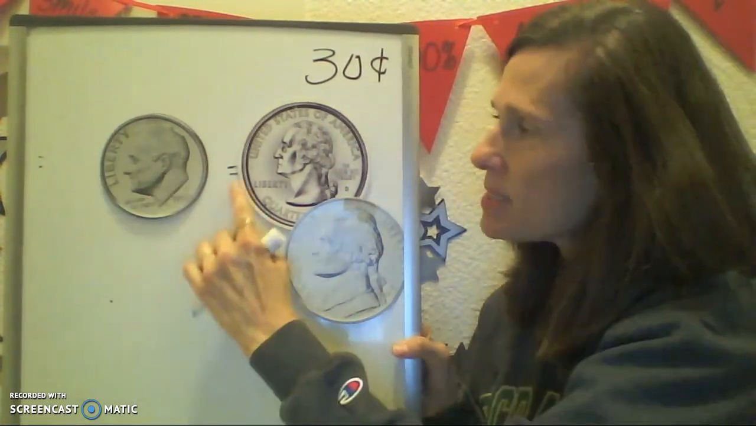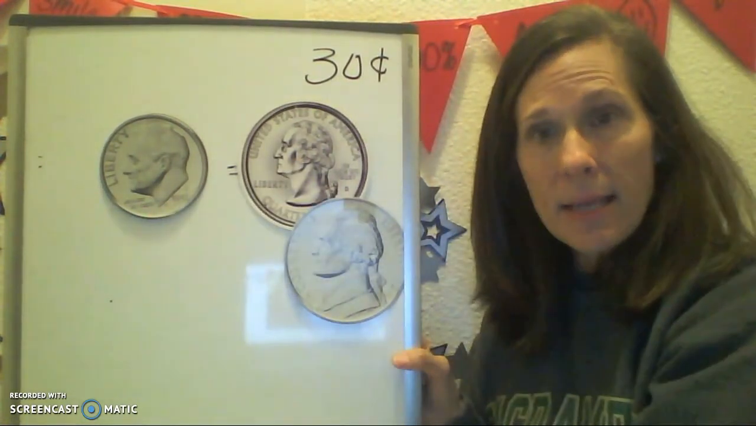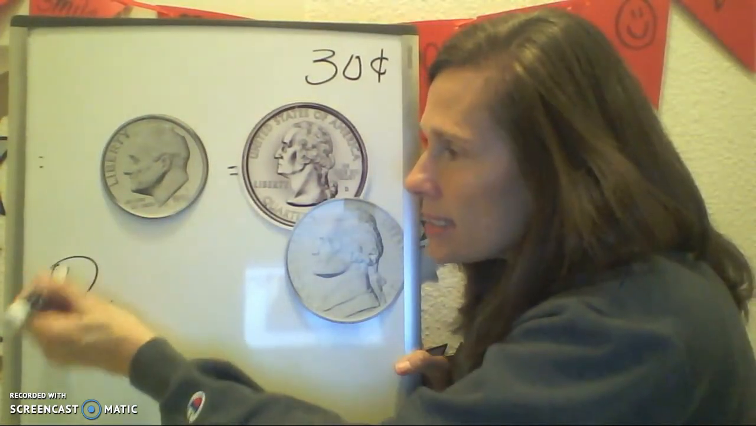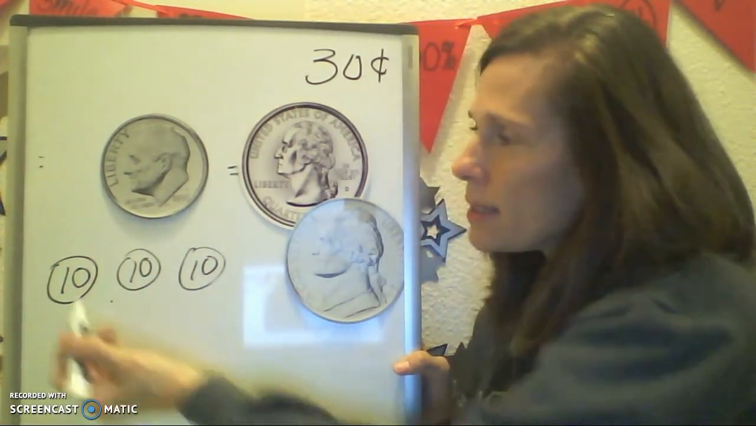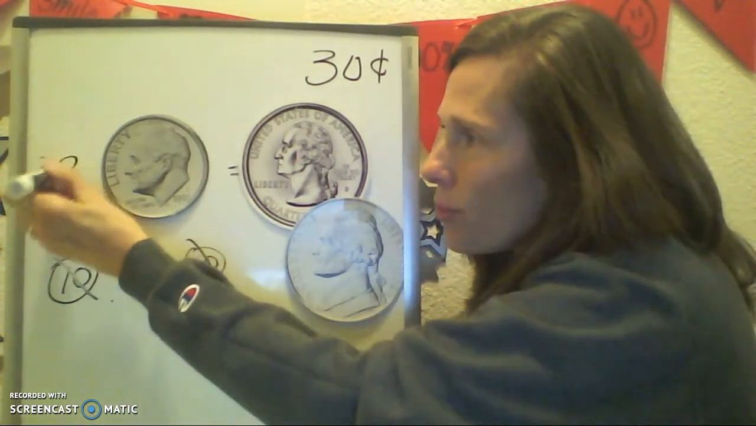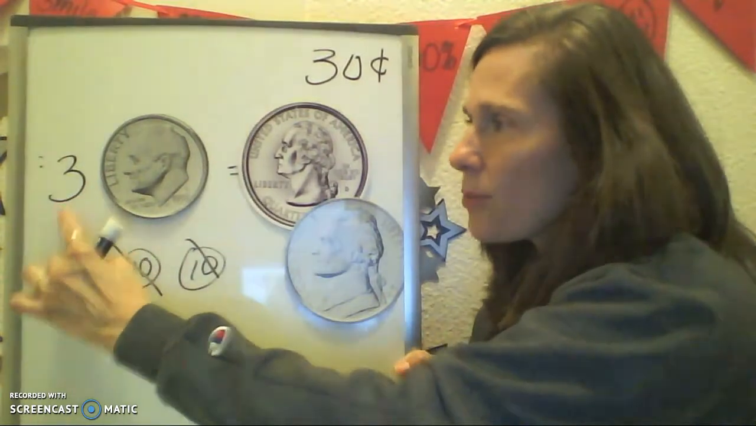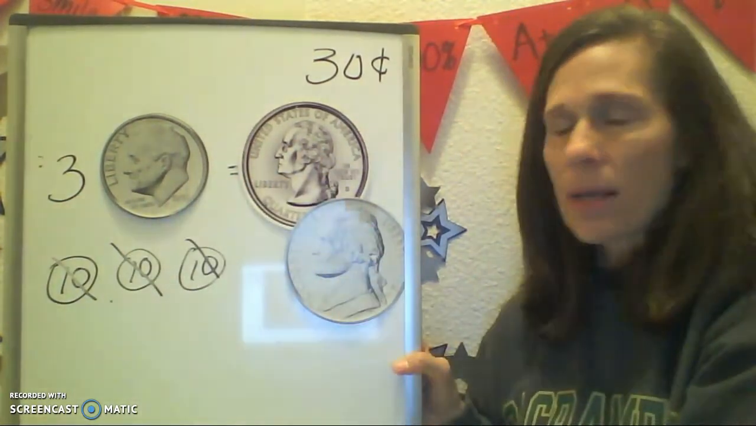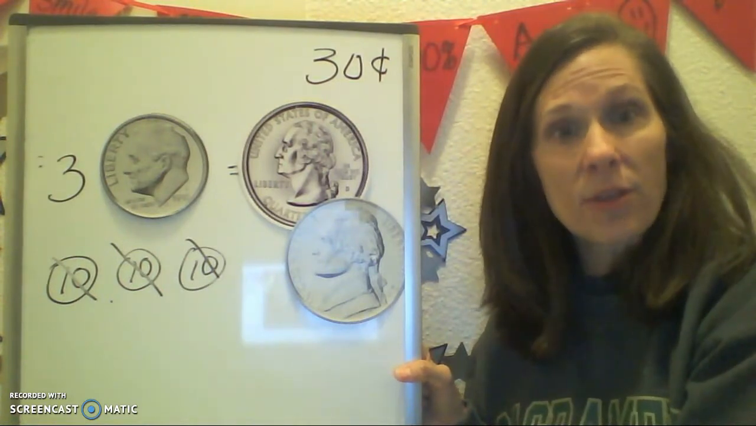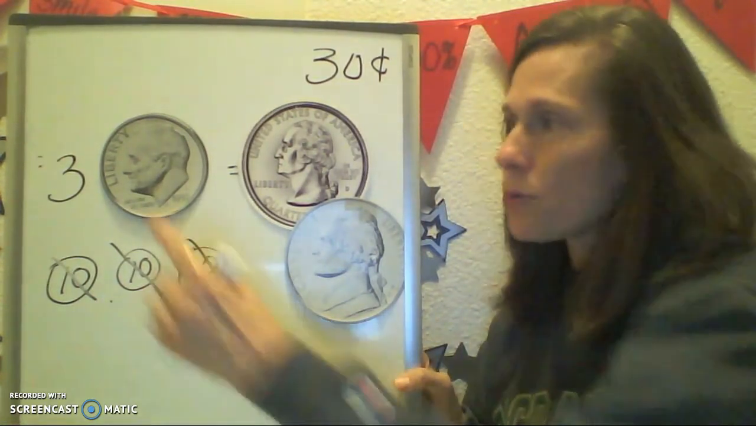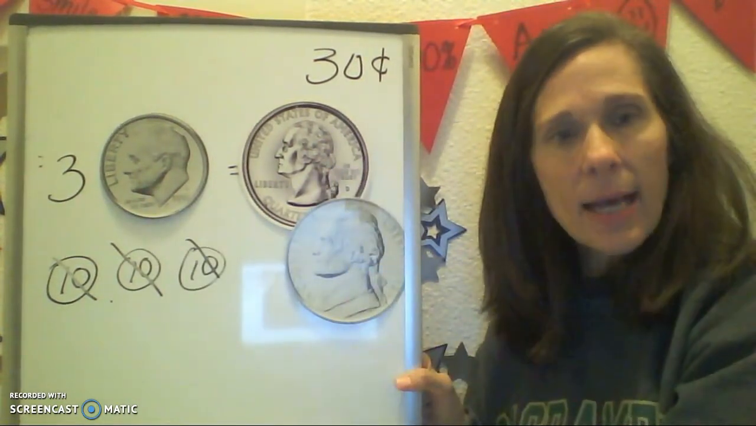So how many dimes does it take to make 30 cents? Well, I know a dime is worth 10 cents. So I'm going to make my circles. 10, 20, 30. So 1, 2, 3. 3 dimes equals this amount of money. Or I could say 3 dimes equals 30 cents. Right? In class, I could have said show 2 ways to show me 30 cents. So you might have shown me 3 dimes, or you might have shown me a quarter and a nickel.